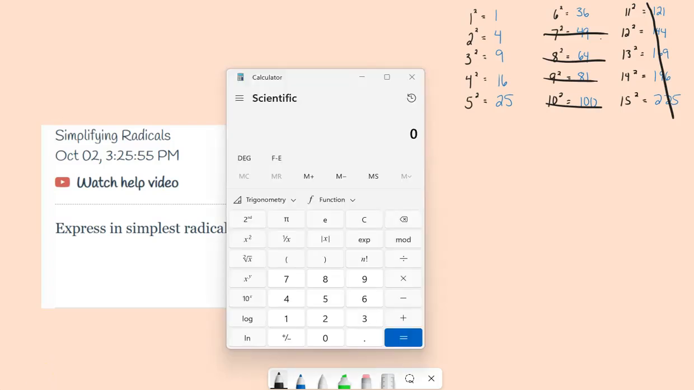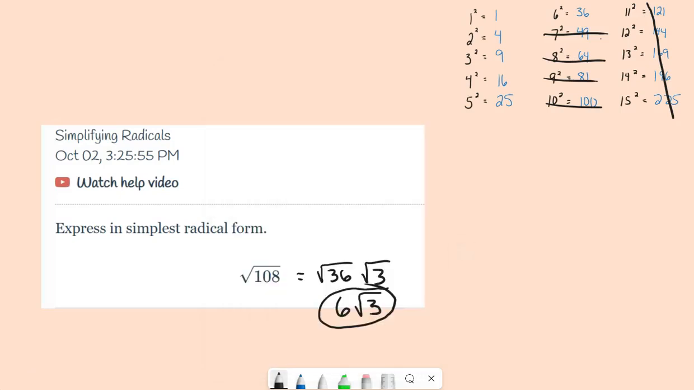In that case, I might start smaller. I might go, well, 108 divided by 1 is going to be 108, but what about 4? Does that work? 108 divided by 4? Yes, that works. So I could do this. I could break that down, let's say, into 108. You could say, okay, that's root 4 times root 27. And now you could say, well, root 4, that's 2 times root 27.